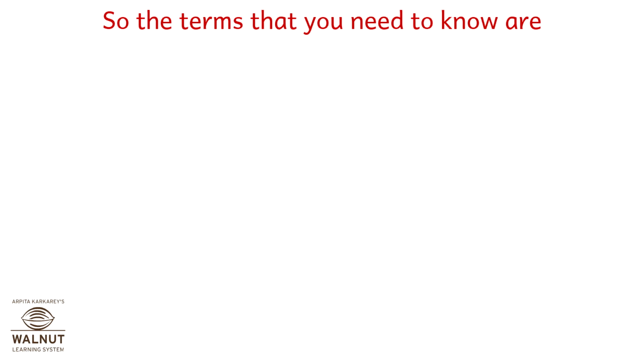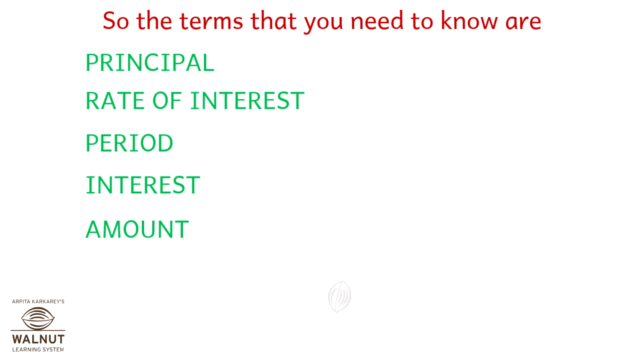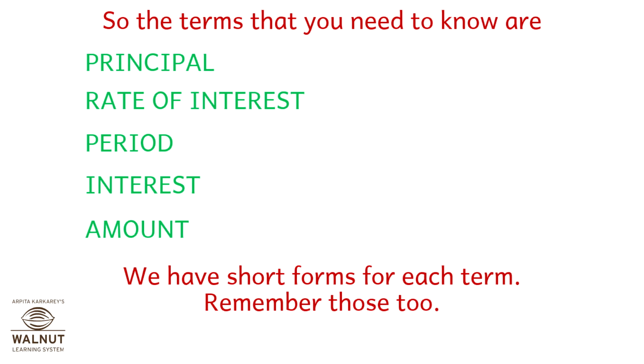So the terms you need to know are principal, rate of interest, period, interest, and amount. We have short forms for each term. Remember those too. Principal is known as P, rate of interest is R, period is N, interest is I, and amount is A.